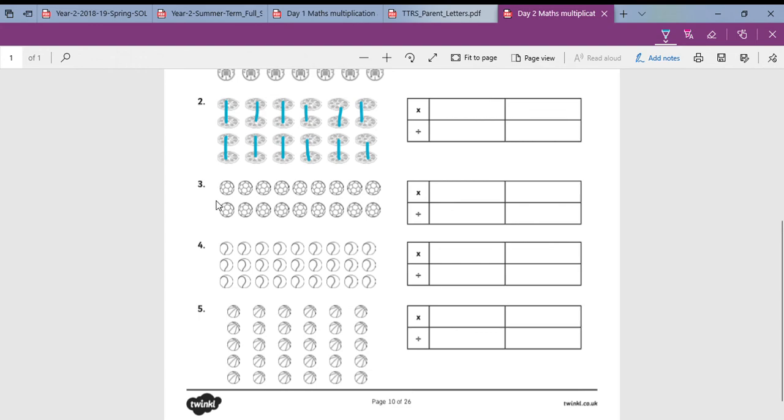Have a look through the other ones. You've got some groups of 3 here, groups of 2 here, some groups of 3 here, and some groups of 5 here. And you know how to count in 2s, 3s and 5s. So you should be able to make multiplication statements and division statements for these ones.